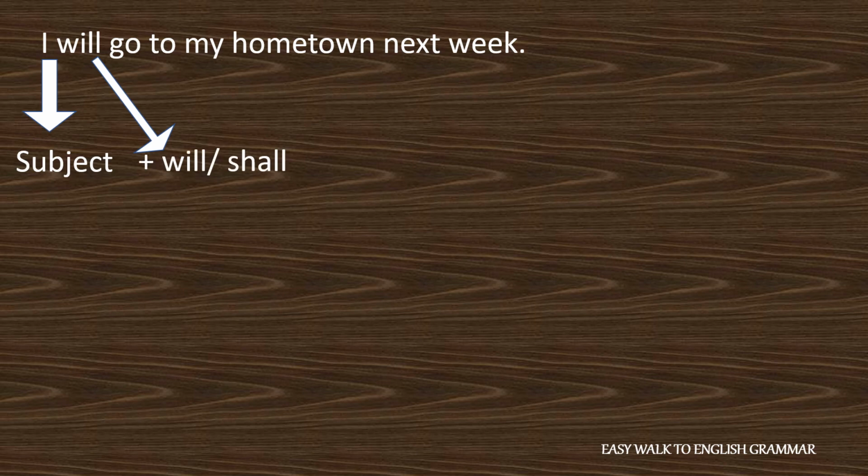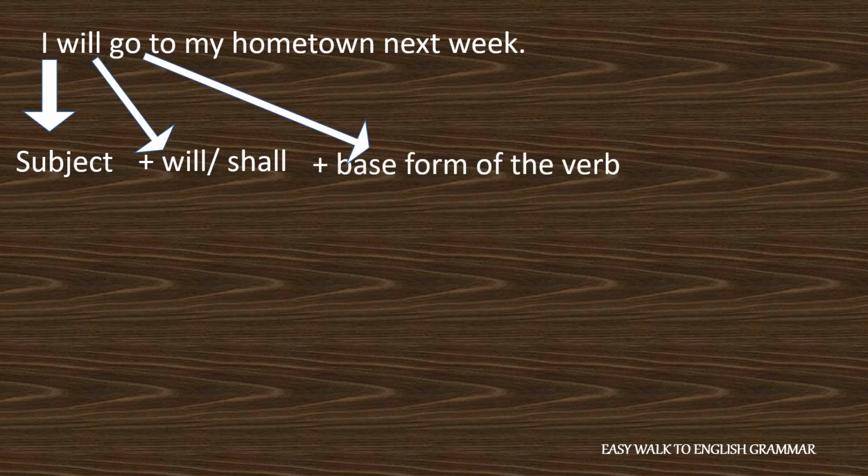Now we'll check the sentence pattern of simple future tense. Here in this sentence, "I'll go to my hometown next week," we can see that I is the subject of the sentence, and we have used will here. We can use will or shall according to certain conditions, which we can discuss in some of our future videos. So coming back to our point here, we can use will or shall, and after that, we can use the base form of the verb. What is the base form of the verb? The verb without ing forms or ed forms.